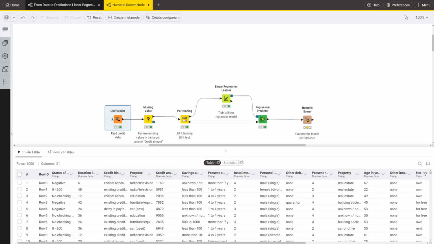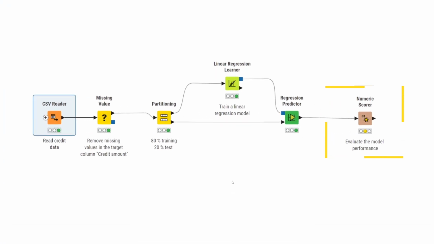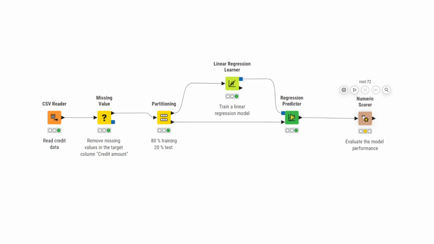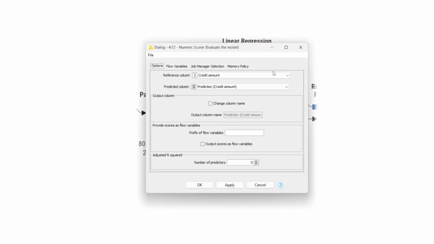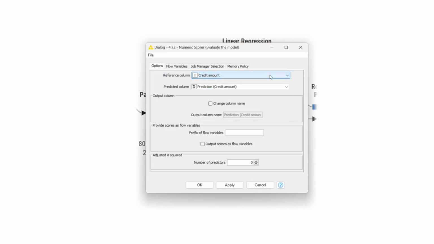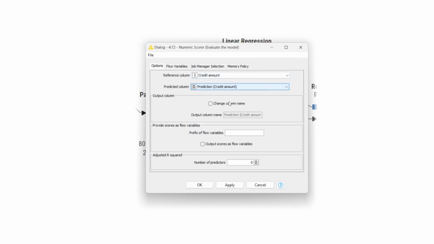The input data of the Numeric Scorer node must include at least 2 columns, one for the actual data and one for the predicted data. Therefore, you can connect it to the regression predictor node or any other node providing these 2 required columns. Next, you open the configuration dialog of the Numeric Scorer node. Here you define the reference column, which includes the actual values. In the second menu, select the column including the predicted values, the prediction credit amount column.